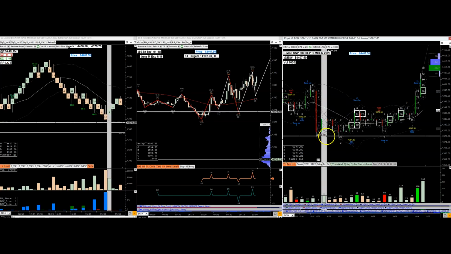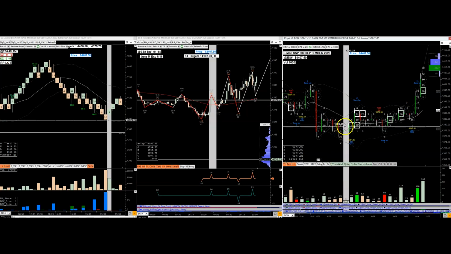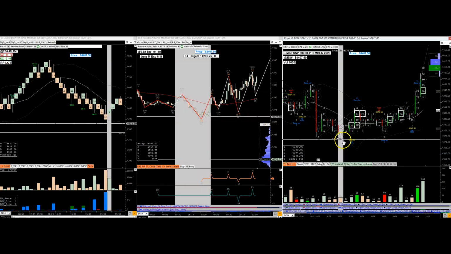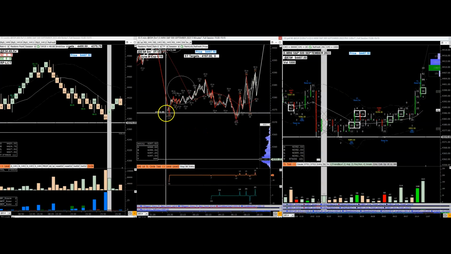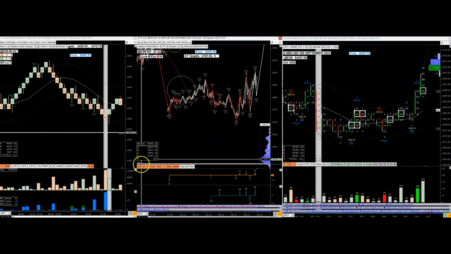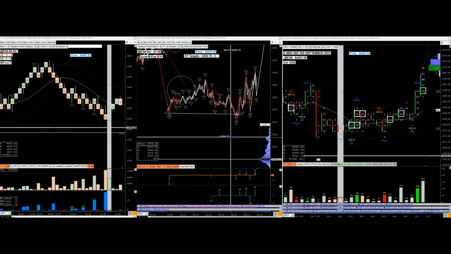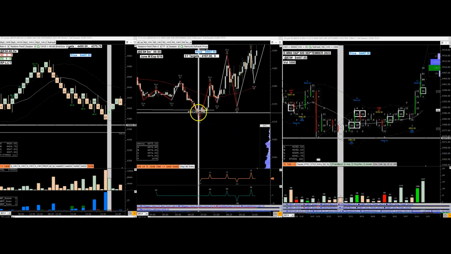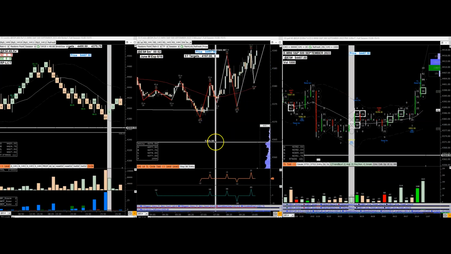After that, you had all of this volume, all of this action here. And then you had some type of, I don't know what to call it, I guess it's a spring or a shakeout, but basically they took out this low. Now, let me ask you this. What do you notice from here to here? From this to this? There's something you're going to notice.